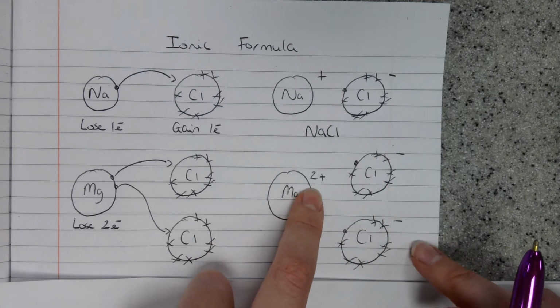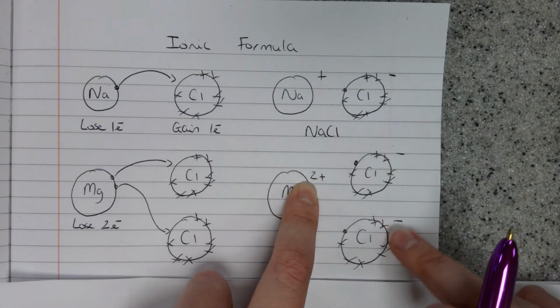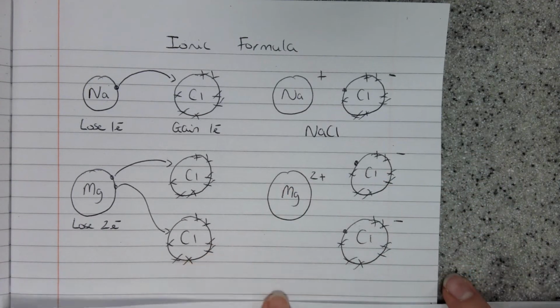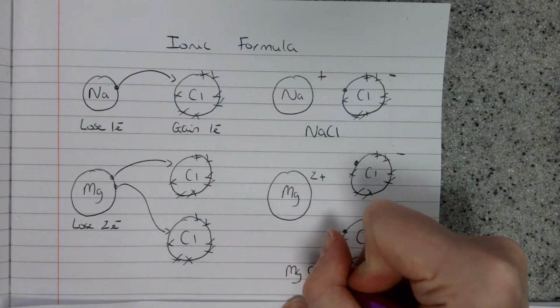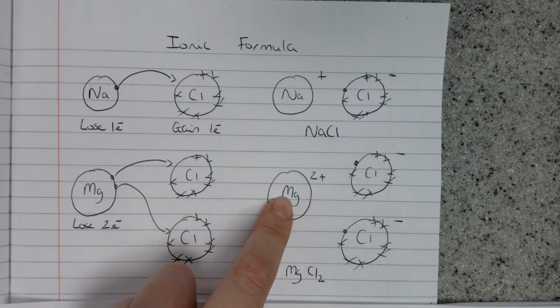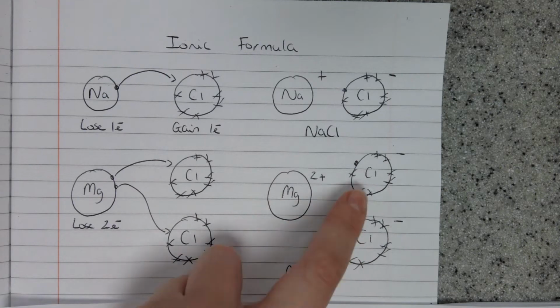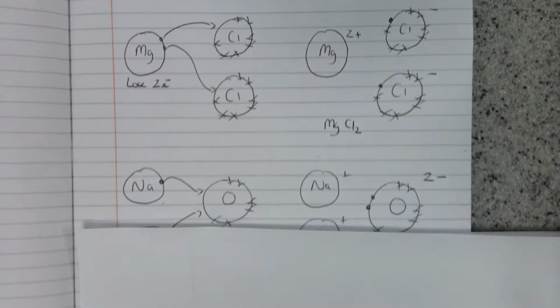But you can see that my charges still cancel out. I've got 2 positives in total and I've got 2 negatives in total. But my formula this time for magnesium chloride is MgCl2. Okay, and I use that small 2, and that tells me that every time magnesium reacts with chlorine, I need 2 chlorines for every 1 magnesium I have.